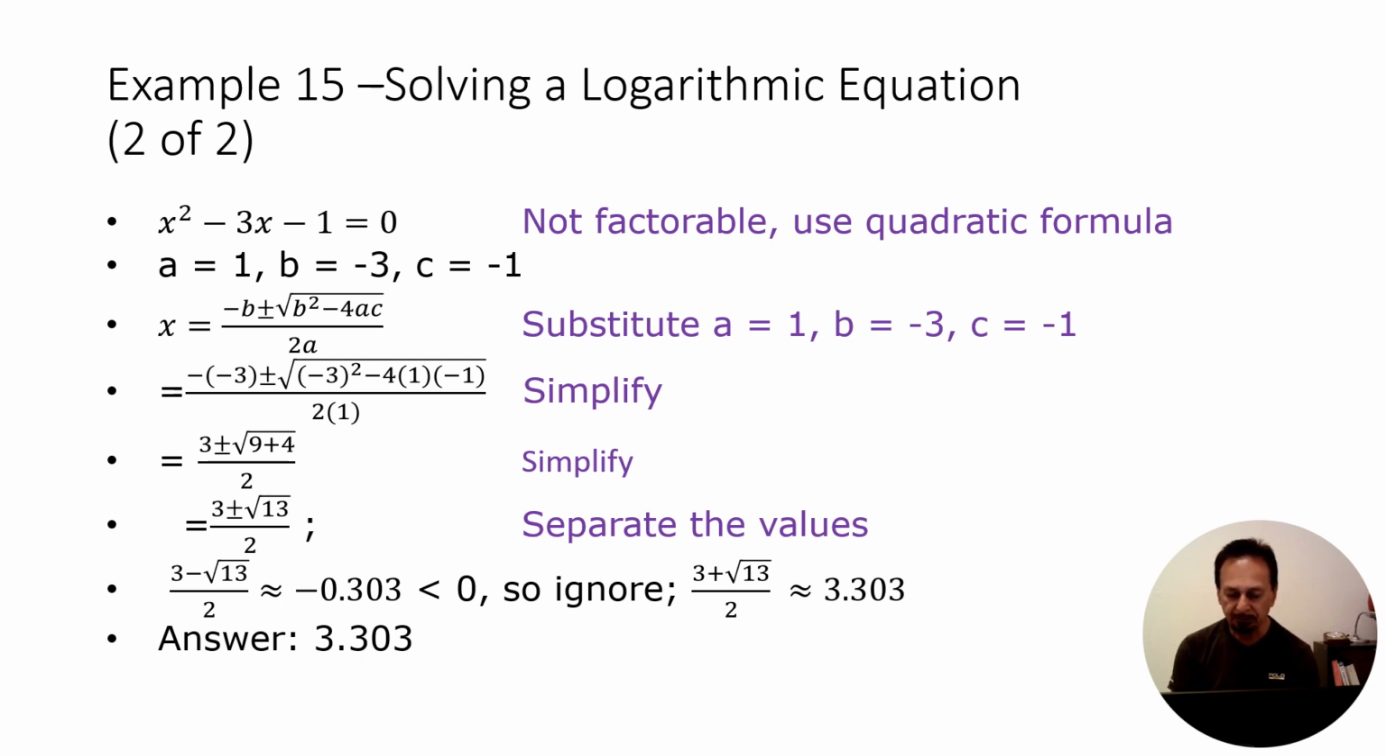And since it's less than 0, we ignore it. It's not a solution. You can check it. Now we calculate the other one, 3 plus square root of 13 over 2, and that becomes 3.303. So the answer is 3.303.